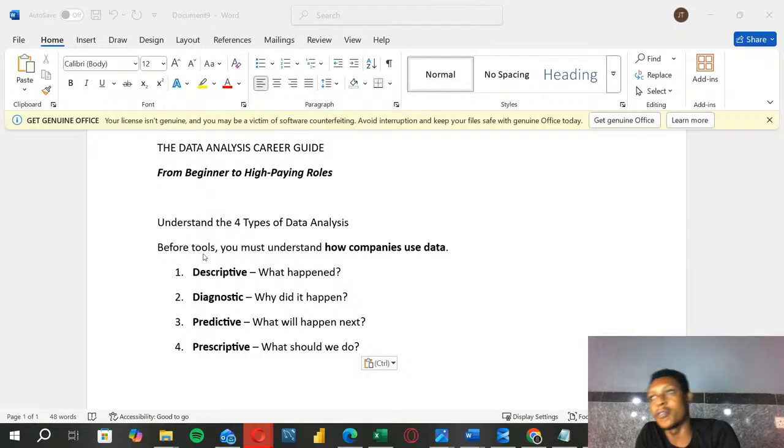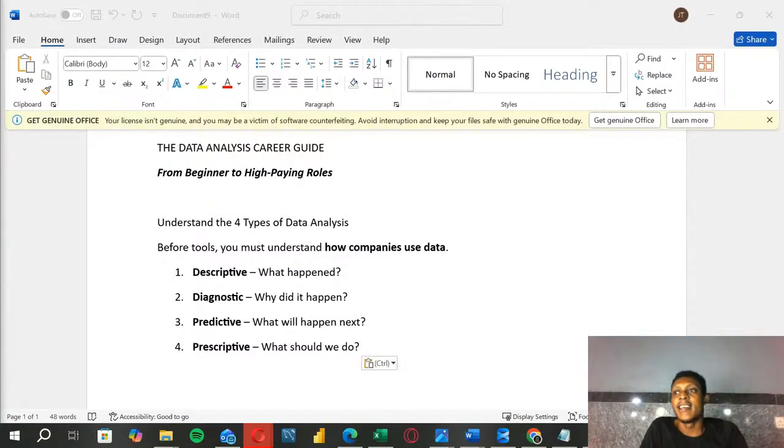So before the tools, you must understand these four areas. You must know these four major areas before diving into tools. So if you're a beginner, this is the startup. This is your first step, what you should know before you move into learning any of the tools. So you have to know these four areas.